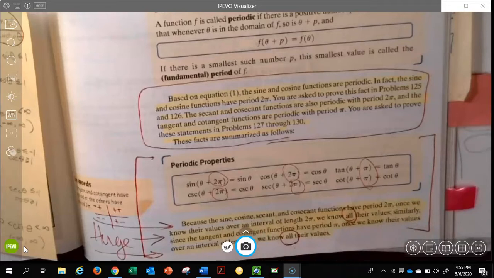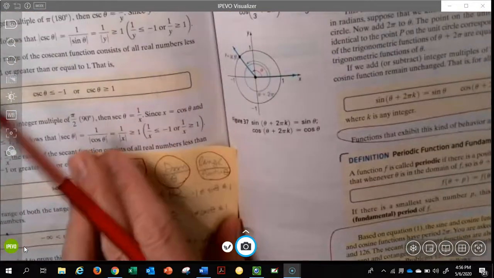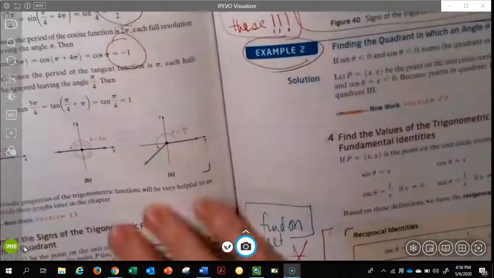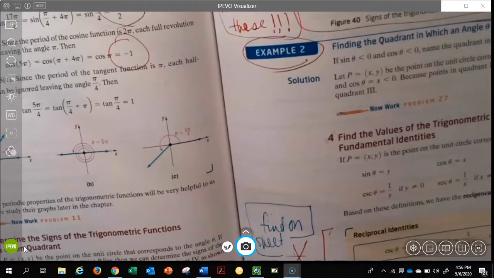Really, really think on this in either the drawings or looking at the unit circle. But really take a moment to pause and let it sink in about the period being 2 pi or pi, based on which of the functions, which of the identities you were talking about. So I wanted to talk about domain and range.